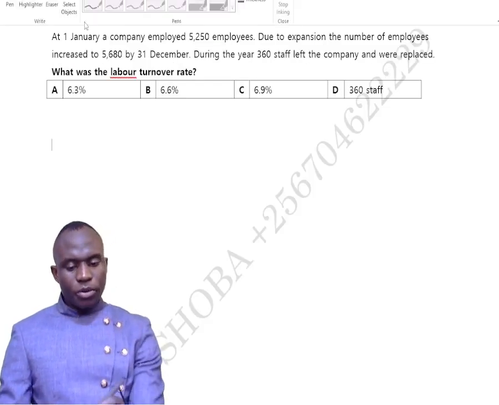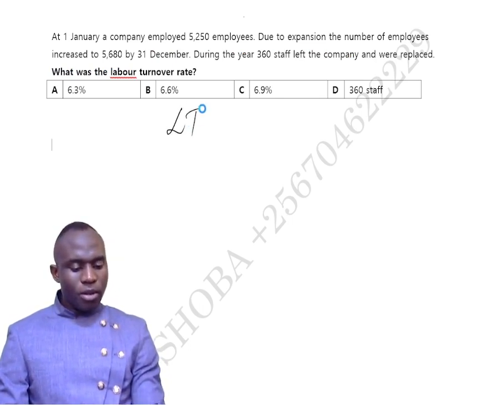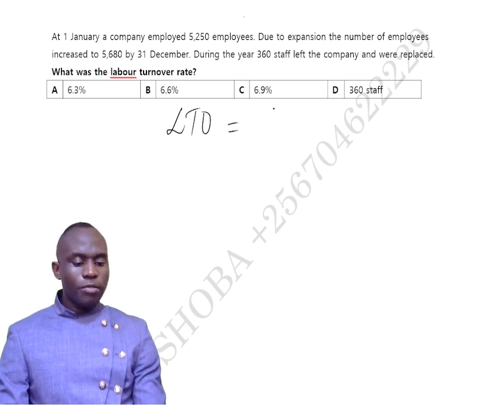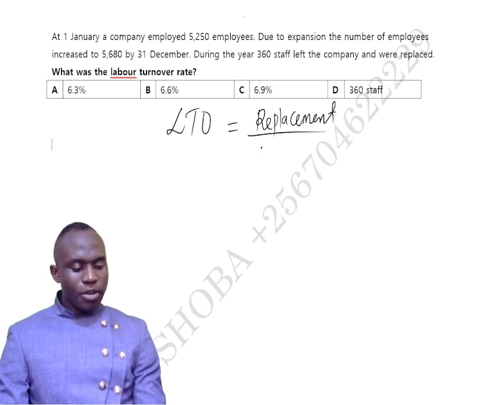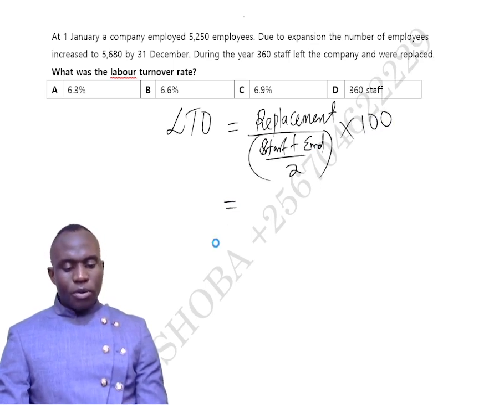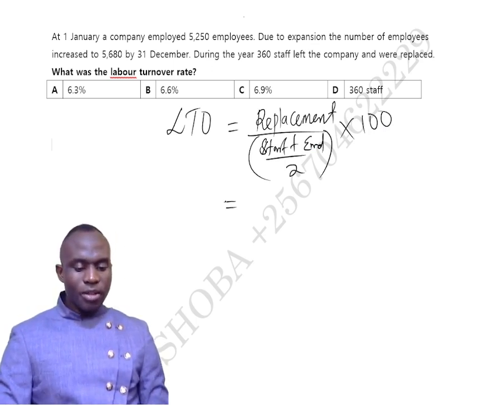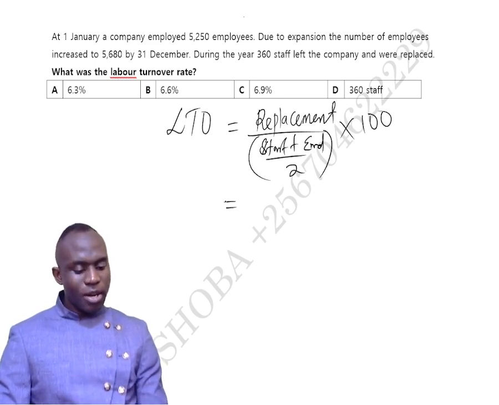So we are trying out a question. Exam technique: start by reading the question. They want you to calculate labor turnover ratio. And we said labor turnover is number of replacements divided by average. But what is average? It is people at the start plus employees at the end divided by 2, times 100%. So how many people were replaced? That is what we are looking for. On 1st January, at the start of the year, a company had those employees. So that is the number at the start.